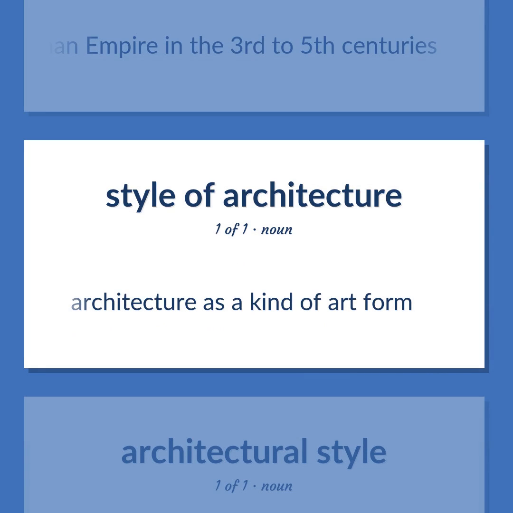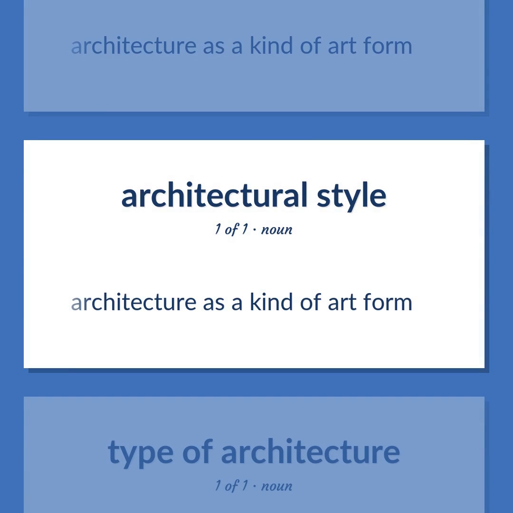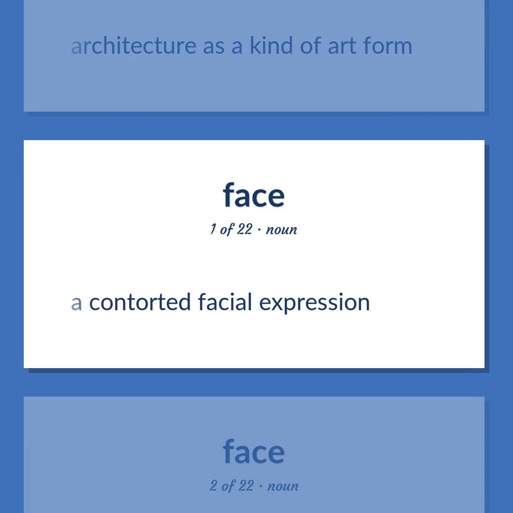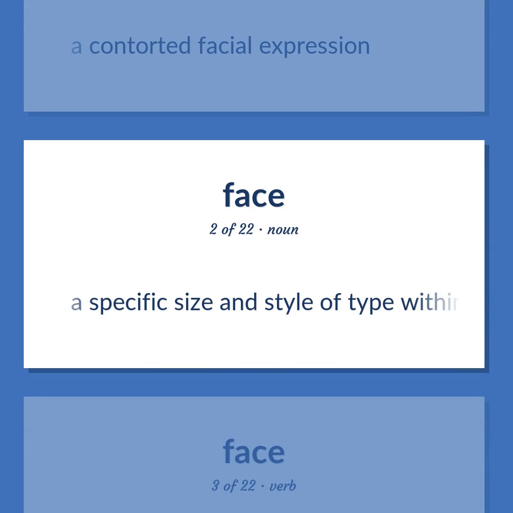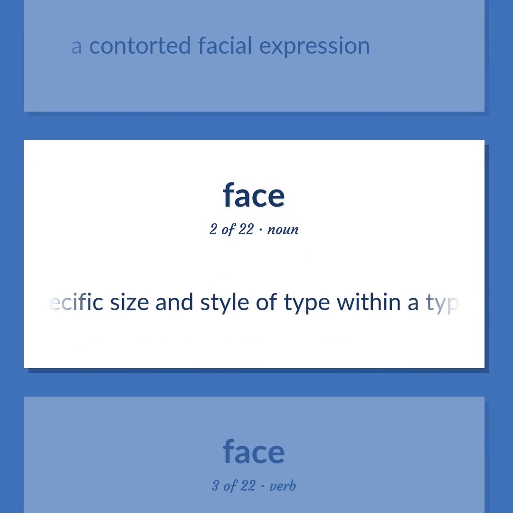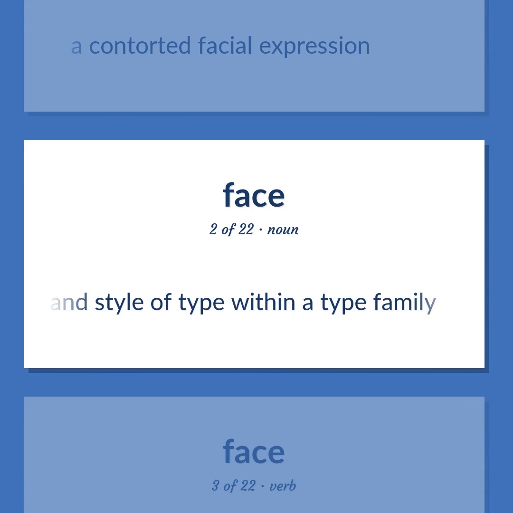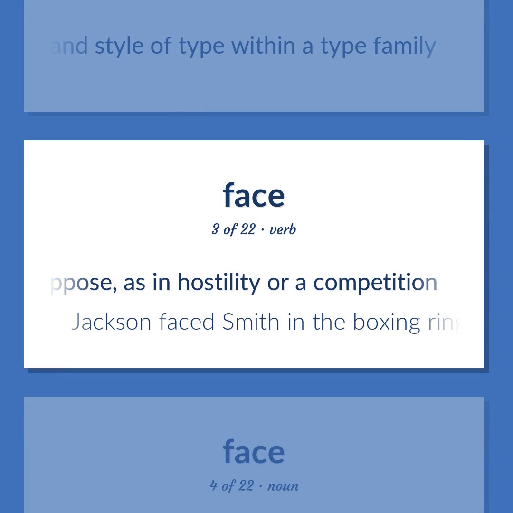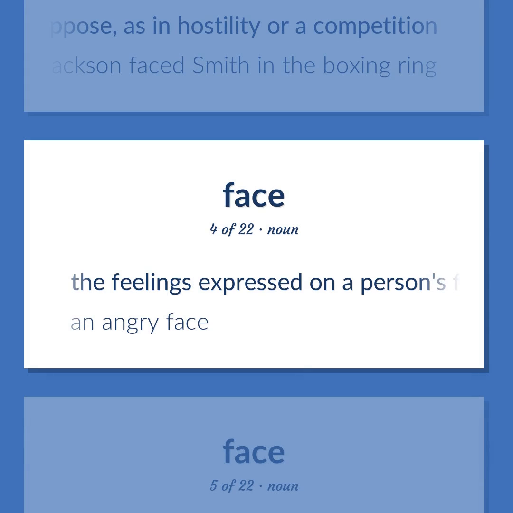Architecture as a kind of art form. A contorted facial expression. A specific size and style of type within a type family. A pose, as in hostility or a competition. Jackson faced Smith in the boxing ring. The feelings expressed on a person's face. An angry face.